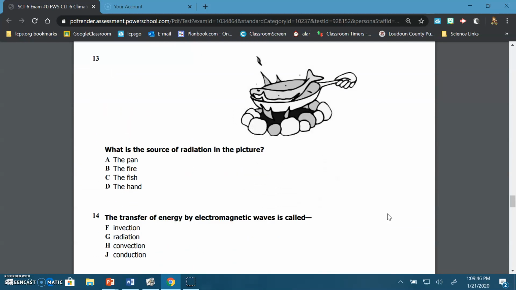Number 13. What is the source of radiation in the picture? A. The pan. B. The fire. C. The fish. Or D. The hand.